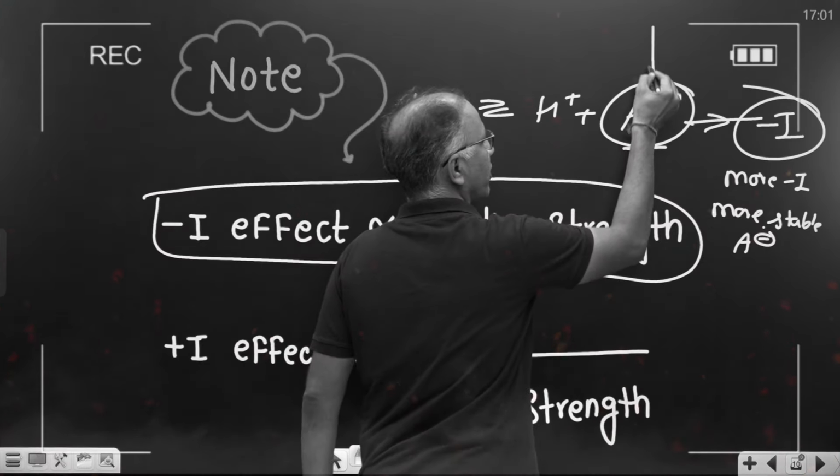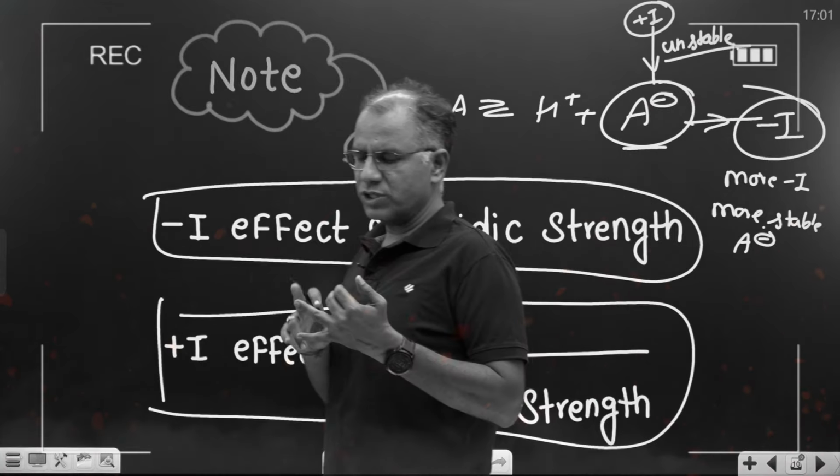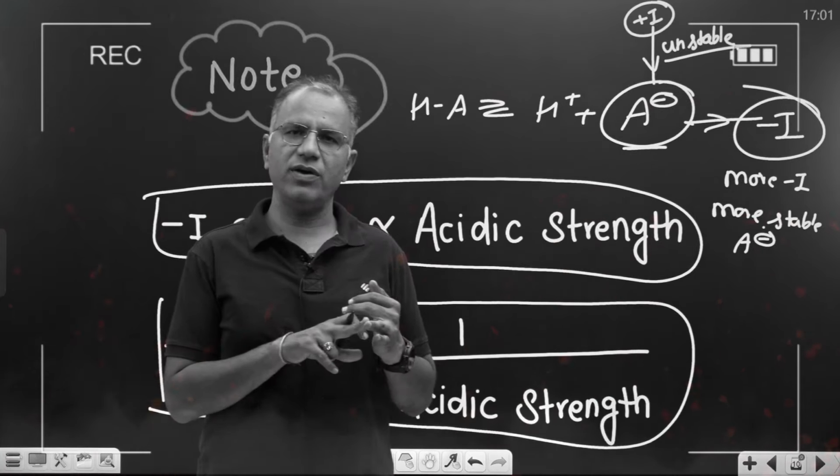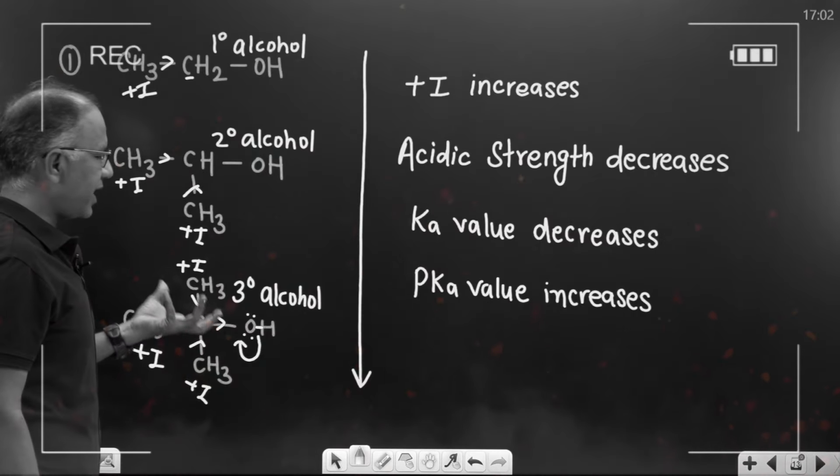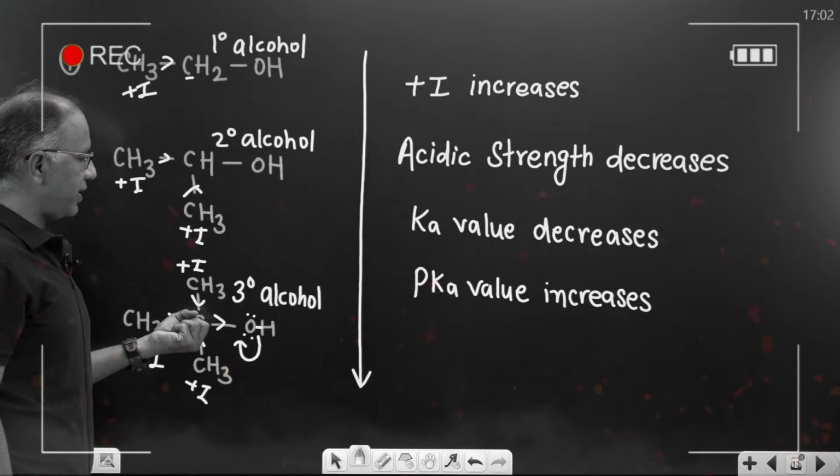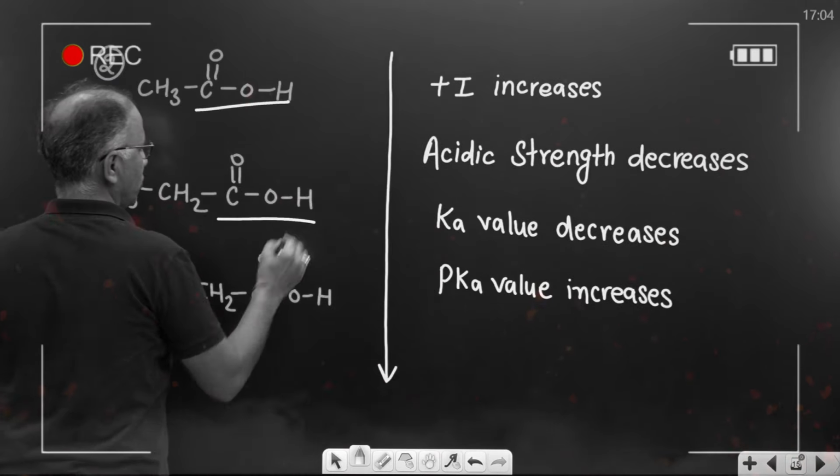If there is a plus I on negative, plus I means more stability of A minus, more equilibrium forward, more is acidic strength. If oxygen has negative charge, it means it is already electron rich. These acids are common in all these groups.